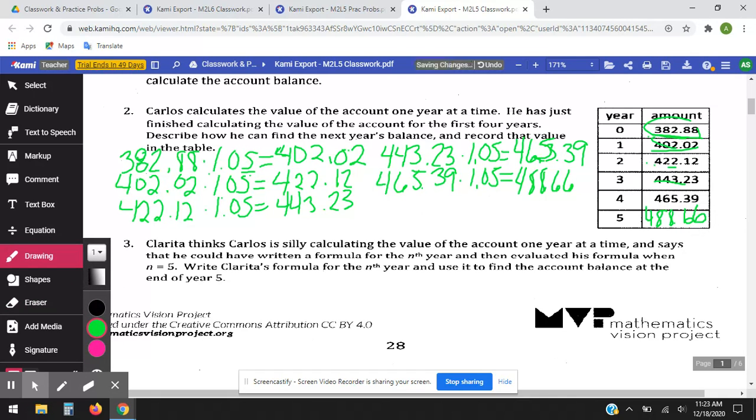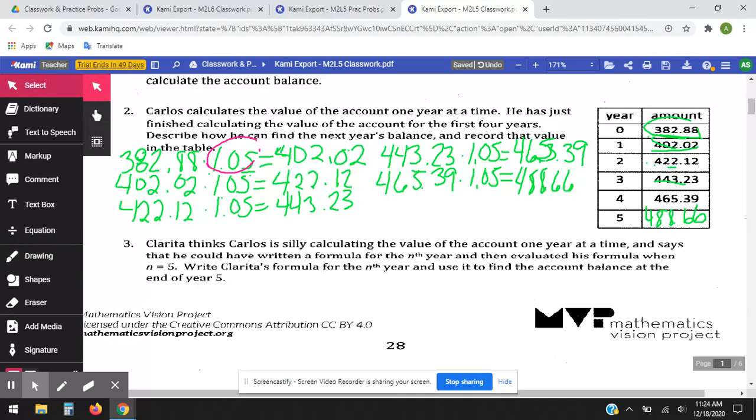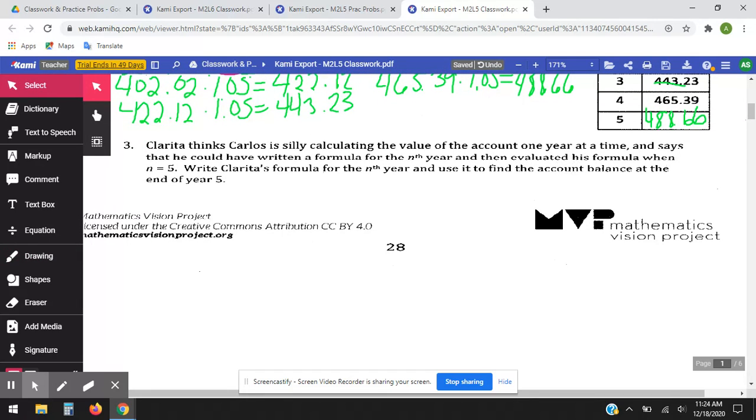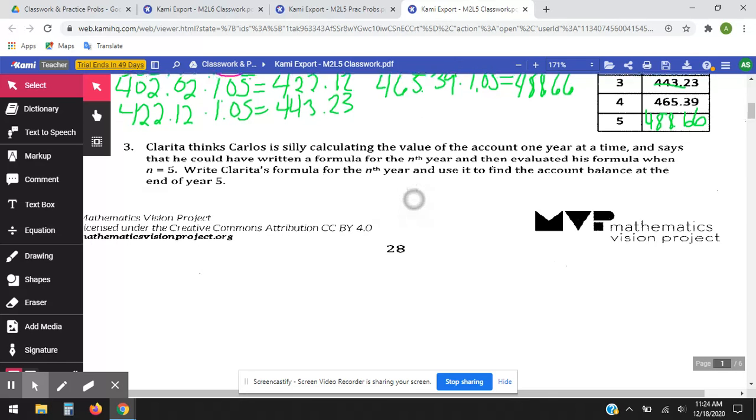Now you could take 382.88 times 0.05, the 5%, and then add the 382.88 back. But we learned from last module that we can summarize it in a 105% because you're getting the original 100 and then you're adding another 5% to it. So we'll do that in one shot. Clarita thinks Carlos is silly calculating the value 1 year at a time and says he could have written a formula for the nth year, then evaluated his formula with n equals 5. So we're going to find Clarita's formula for the nth year and then put in a 5 for n.